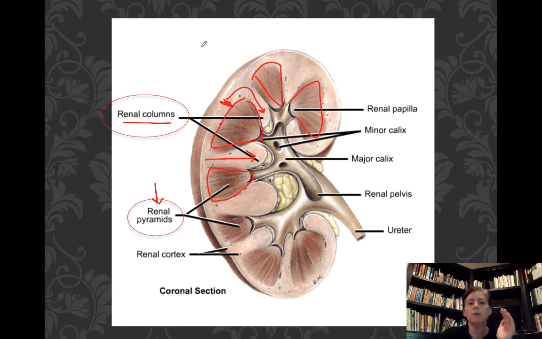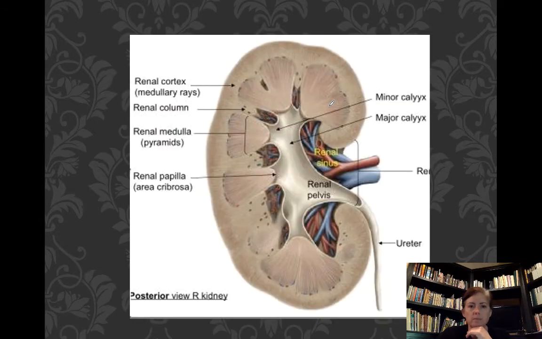So one lobe of the kidney is going to be a pyramid plus the renal column on either side of it. Okay, and so generally we're going to have about 8 of those per kidney, and that's the way that they're arranged. So this is another view here. You can see here's our pyramid, our triangular shaped structure that's located in the area of the medulla.